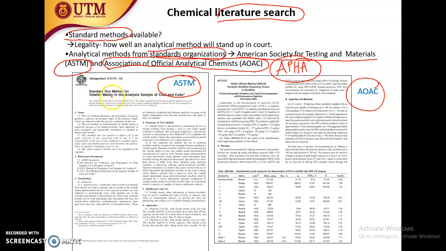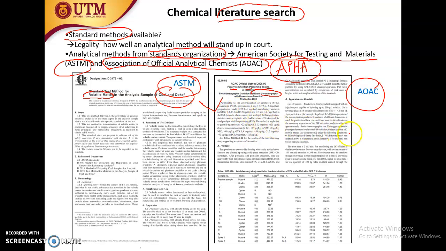For example, over here, standard test method for volatile matter in the analysis of samples of coal and coke. If you have coal and coke samples, you want to analyze the analyte of volatile matter, usually polyaromatic hydrocarbon, or you can also analyze gaseous. And the second one from AOAC is this one. This is the standard method I used and adapted in my thesis during my PhD, on how to analyze paralytic shellfish poisoning toxin in shellfish such as mussels using liquid chromatography. Liquid chromatography is the chromatography for liquid samples in a liquid stationary phase. So if you are working in the Department of Chemistry Malaysia, you will see this a lot.